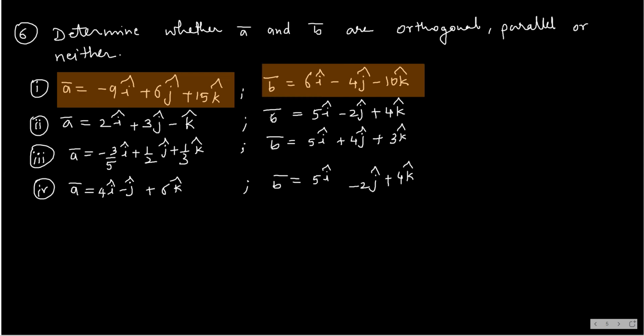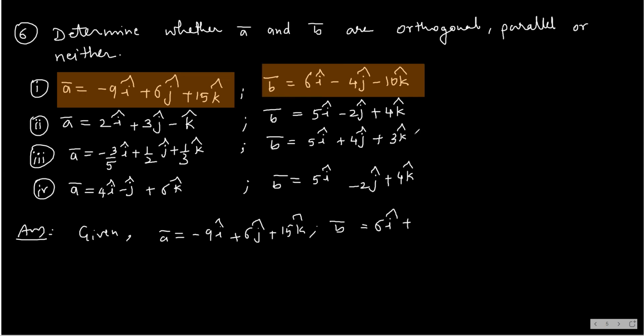There are 4. What I will do is take any 2 of these. So let me begin with the first one. I start with the solution of the first one. I will write here, given A bar equals minus 9 i cap plus 6 j cap plus 15 k cap, and B bar equals 6 i cap minus 4 j cap minus 10 k cap.